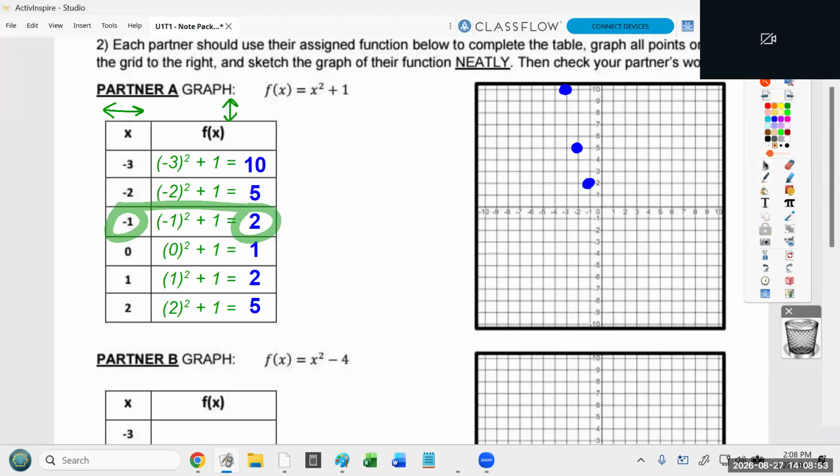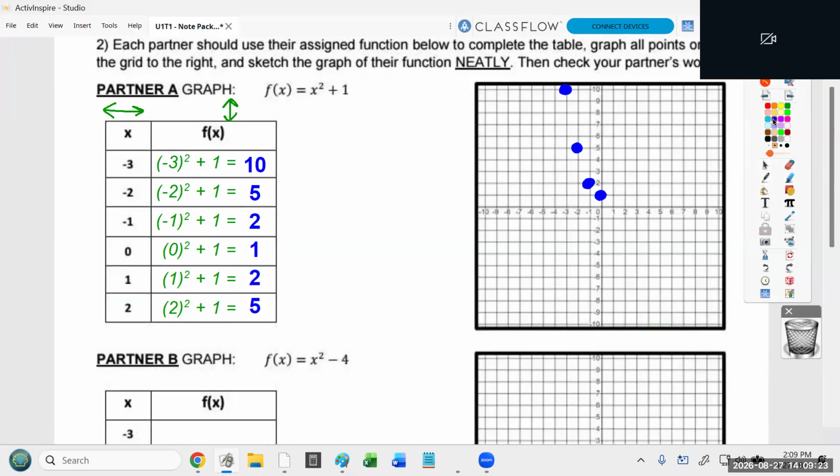Next one, again, you got to be careful. Again, every time a 0 is involved, it seems like it trips up way more people. Okay? That 0 means don't go left and right at all. The 1 means go up 1. So I start here. I don't go left and right at all. I go up 1. And that's where I'm going to place my next point. That's actually what's called a y-intercept because it's on the y-axis. Okay? Then I've got 1, 2 and 2, 5.